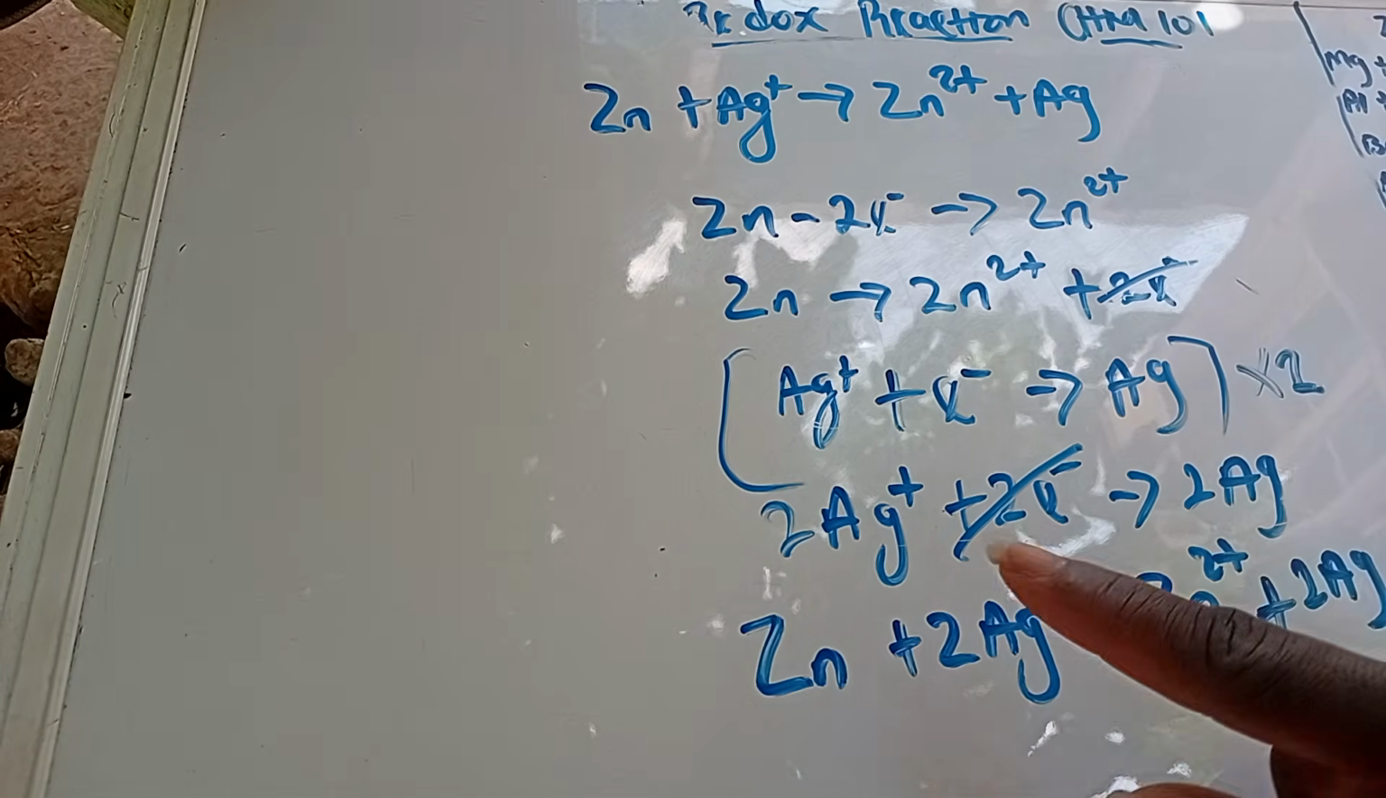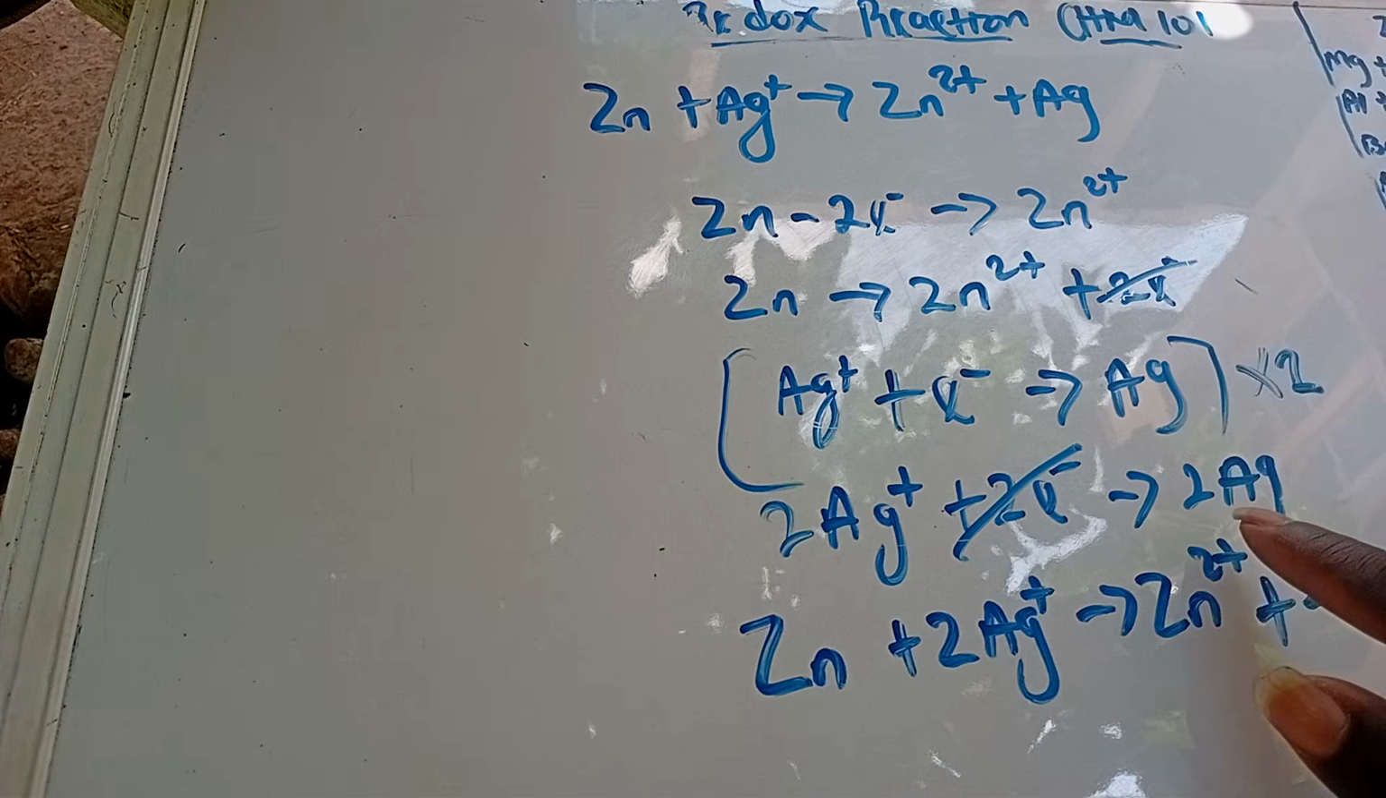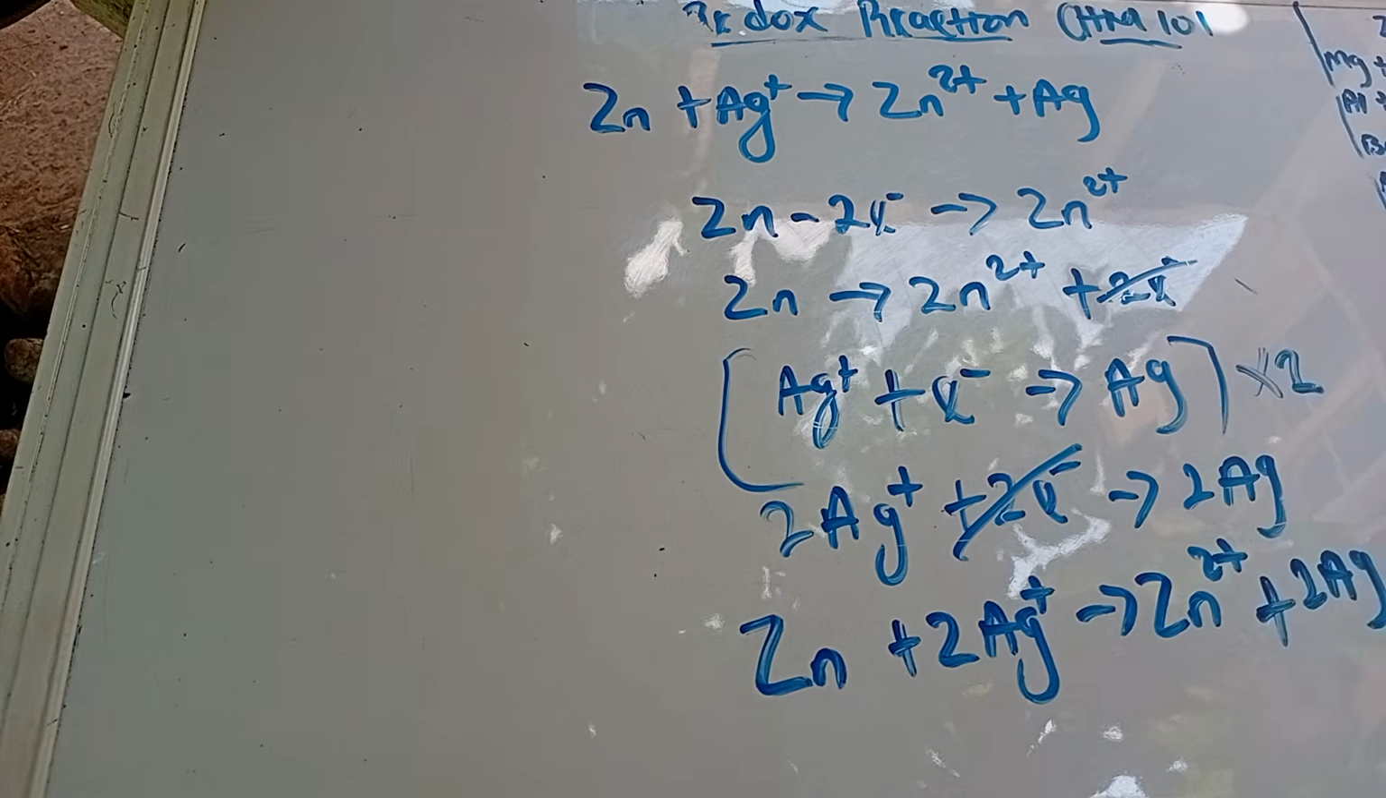Then what you have left is Zn on this side. What do you have on this side? 2Ag+. What do you have on this side? Zn2+. What do you have on this side? 2Ag. Now let's see if the equation is truly balanced.